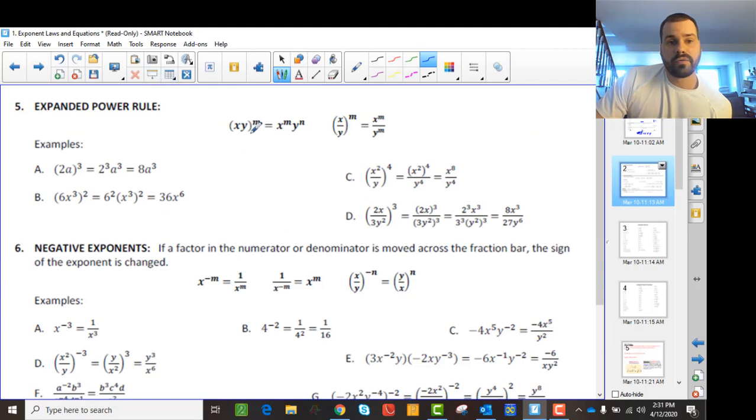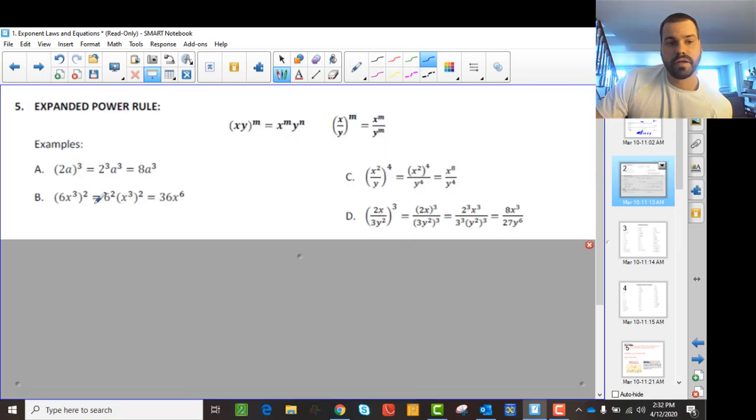The expanded power rule, again, I just showed you this, but if you have something where you're going further than just a single base, you have to apply each of the powers. So 2 cubed and a cubed, or 6 squared and x to the 3 squared. And it's the same thing with division. So if you're dividing and you have more than one term, so in other words, you have x squared divided by y, the x squared gets raised to the 4th power, and so does the y.